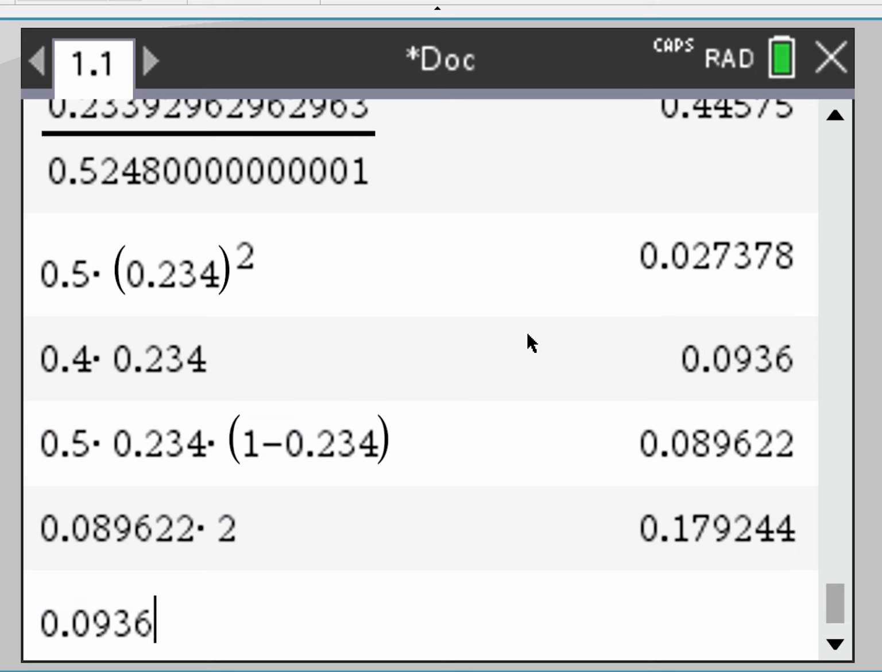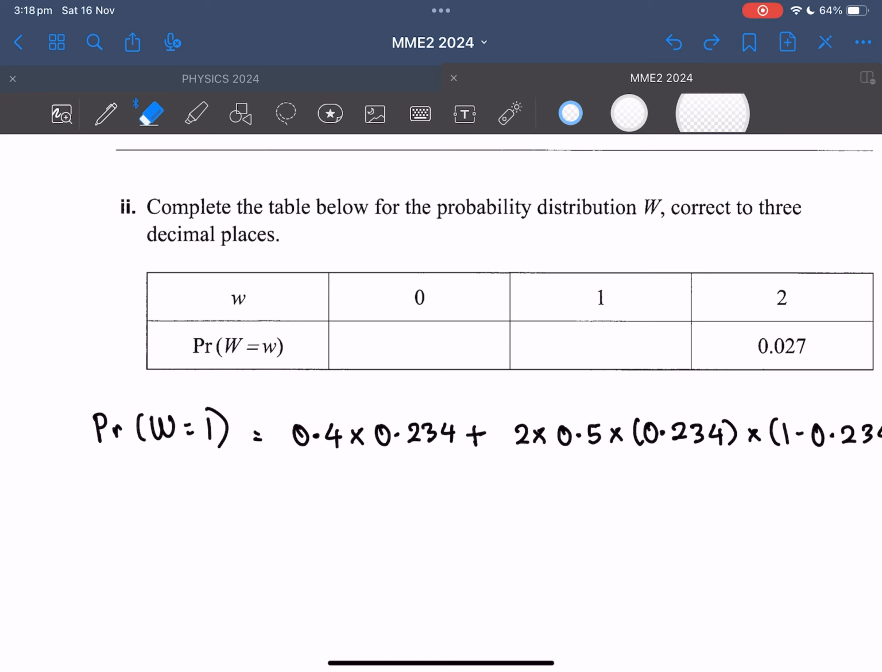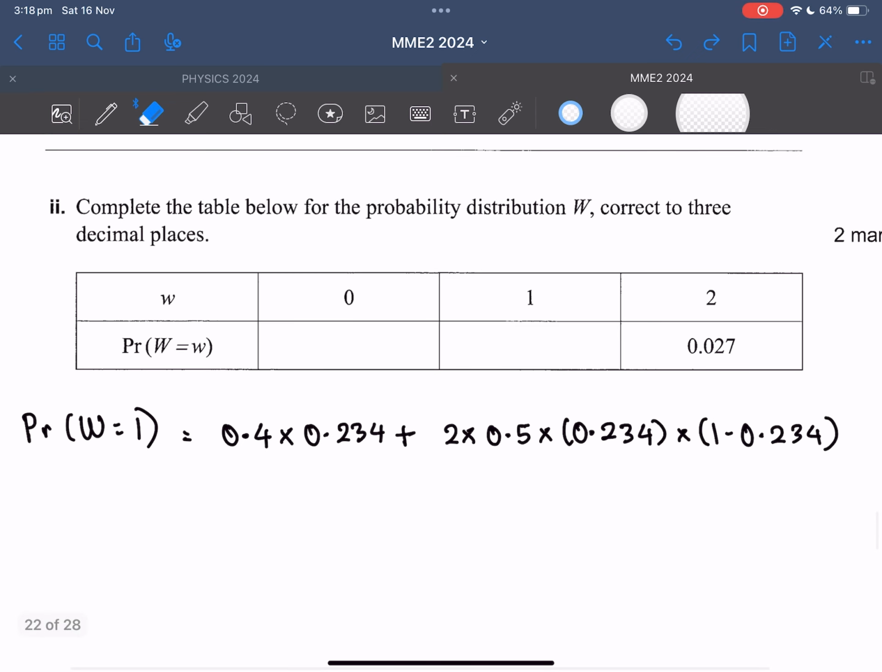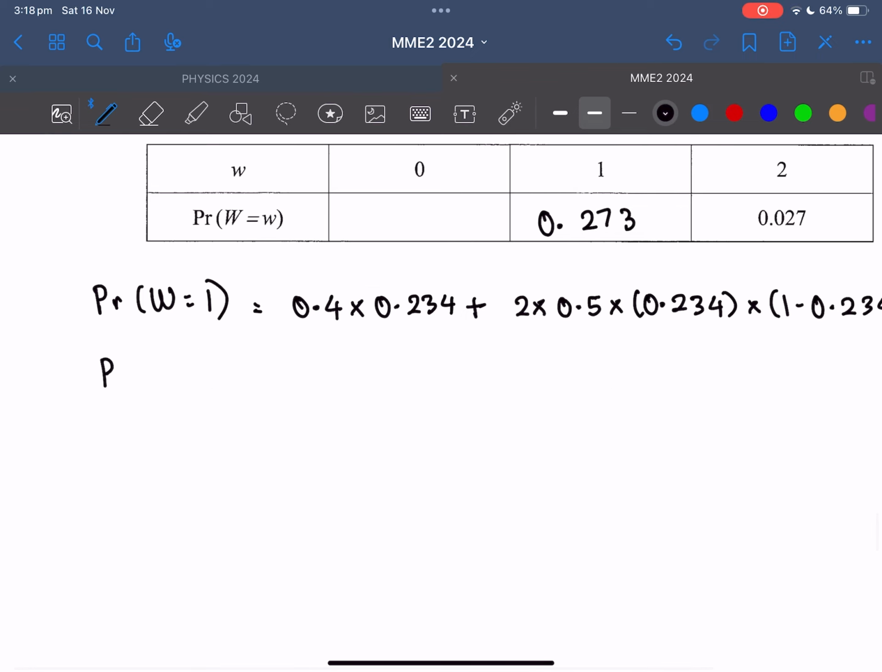So if I were to add these two up, I get 0.273. Okay. And now the probability that W equals 0. So I'm traveling with, no matter how many bags I have on me, I need 0 bags to be labeled as heavy.